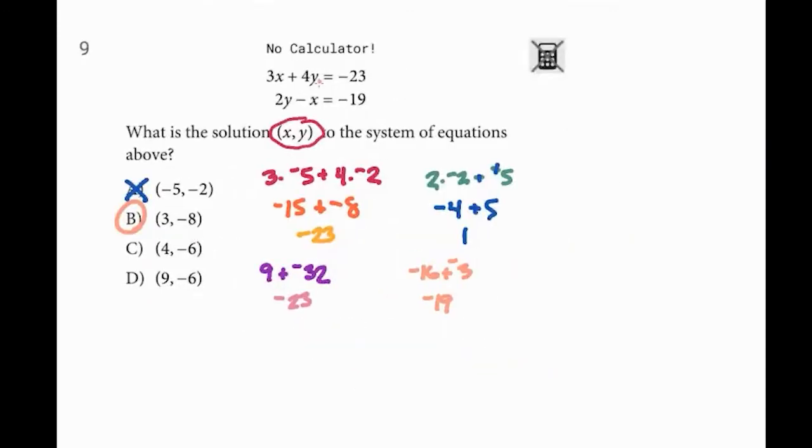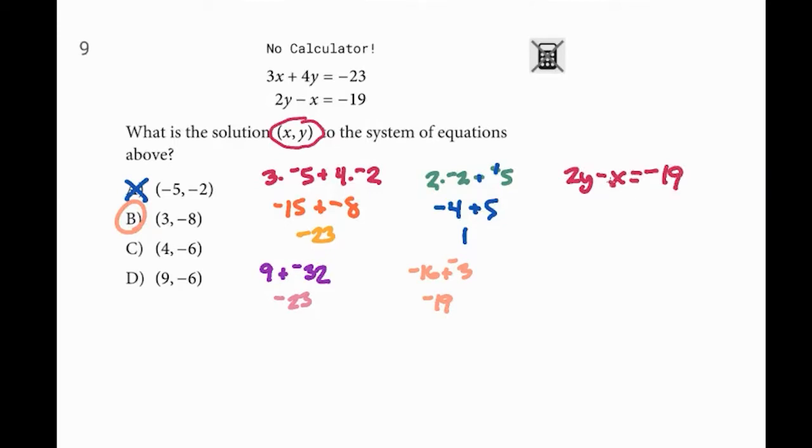The easiest way to do this is, I guess you can do elimination, but I'm going to use substitution because it tends to be the way that most people know how to do it. For substitution, you solve for one of the variables. Let's solve for x because it's by itself. We have 2y minus x is equal to negative 19.